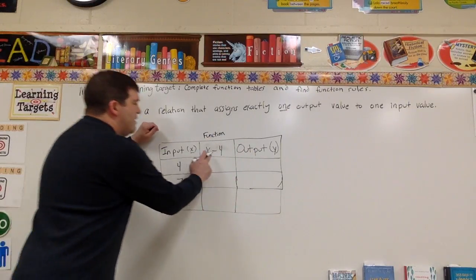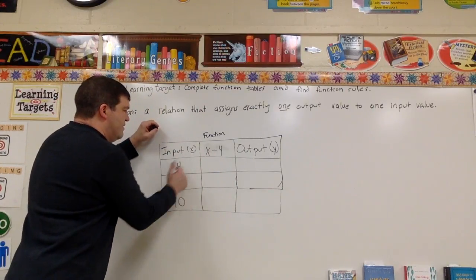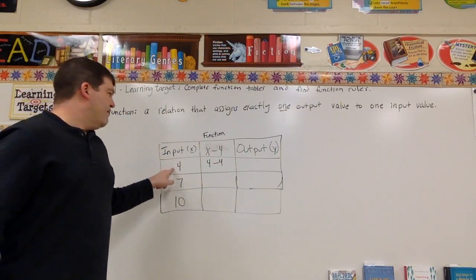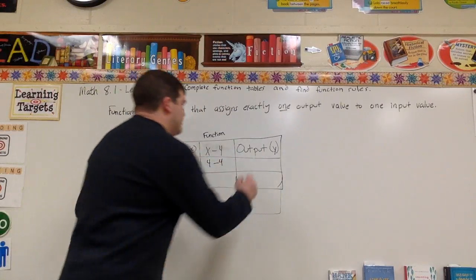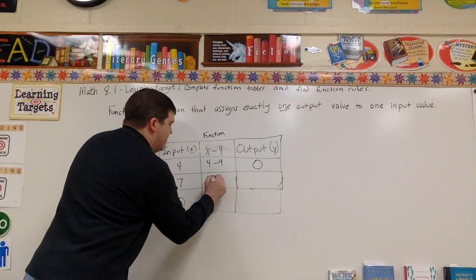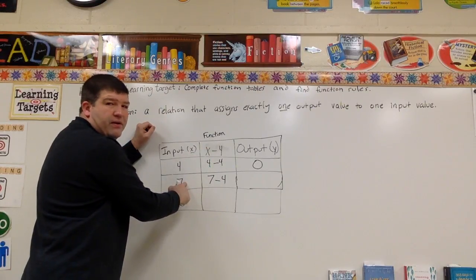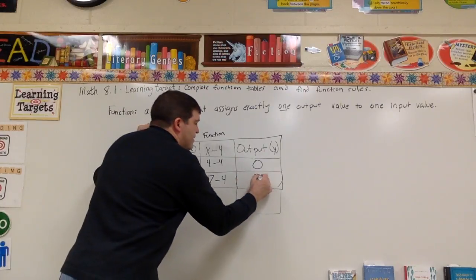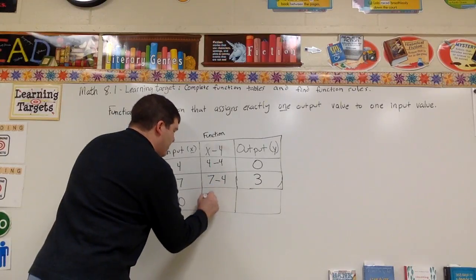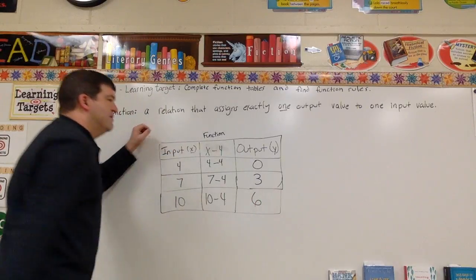So x minus 4, x is all of these. Instead of x here, I'm going to put 4 minus 4. If I have 4, it goes in this function, 0 comes out. 7: 7 minus 4. I'm just replacing x with this input. 7 minus 4, 3 comes out. 10 goes in, minus 4 equals 6.